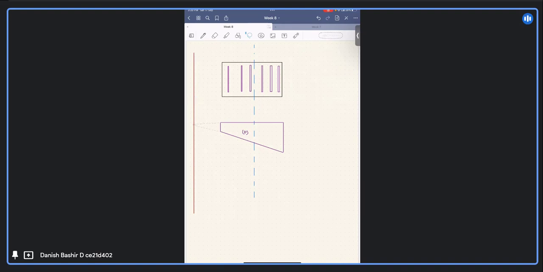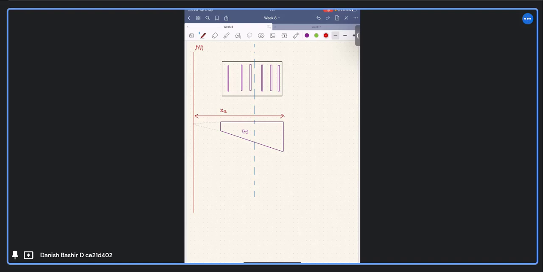So my neutral axis depth now becomes, first I will write, this is the neutral axis here. So all along from the compression side to this one, this becomes the neutral axis depth, XU. This becomes the neutral axis depth.